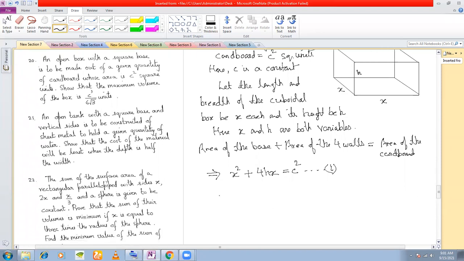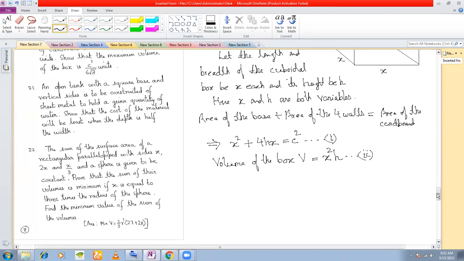So what should be the volume of the box? V is equal to length into breadth into height, x into x into h, which is x square h. Call this number 2. But we need to maximize V. But V has 2 variables, x and h, right? We need to bring this down to a single variable with the help of 1.